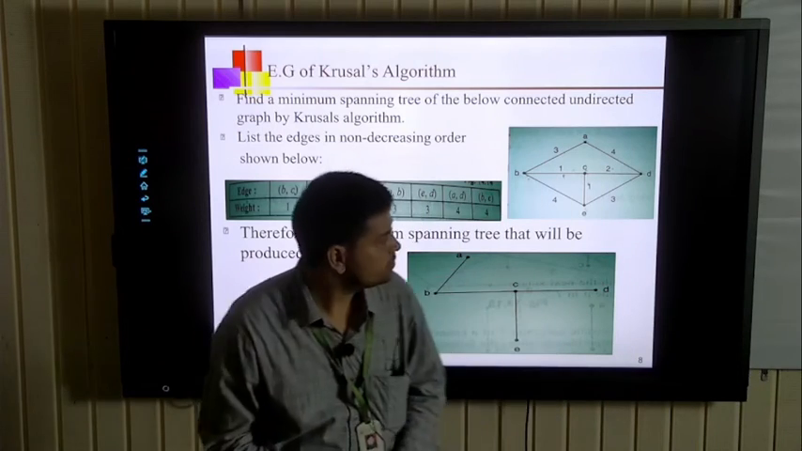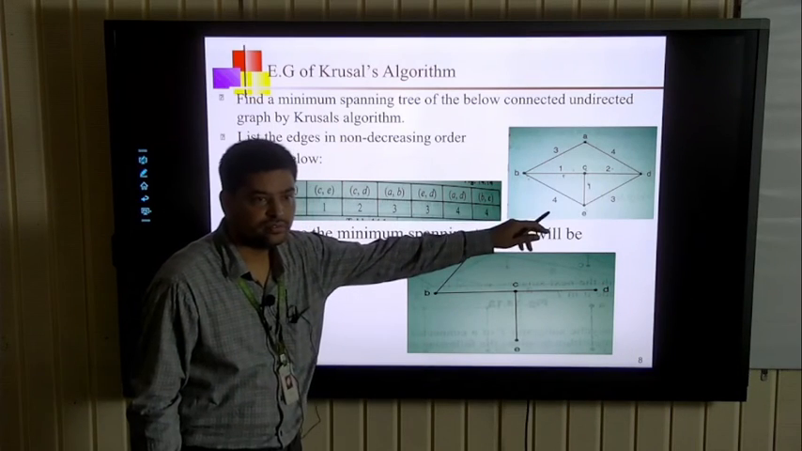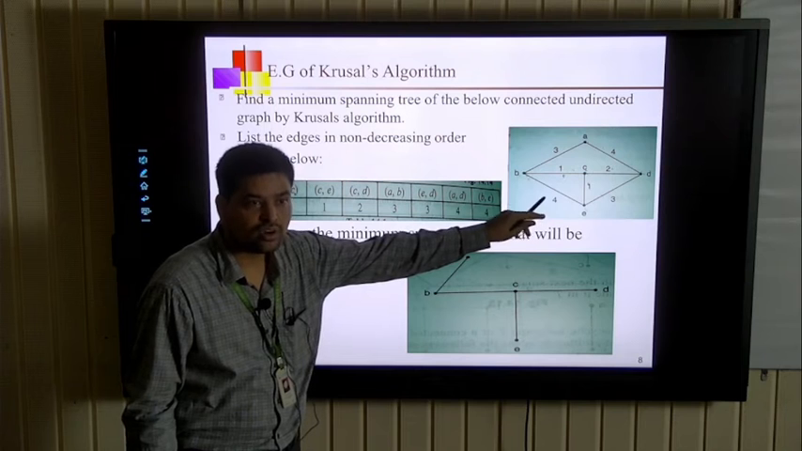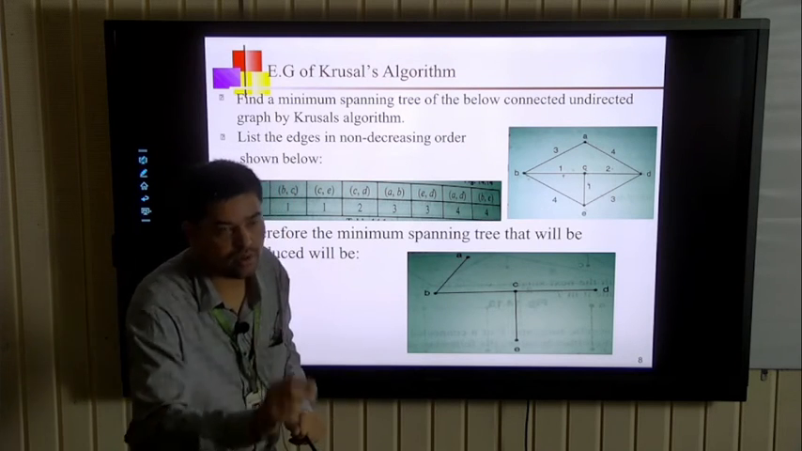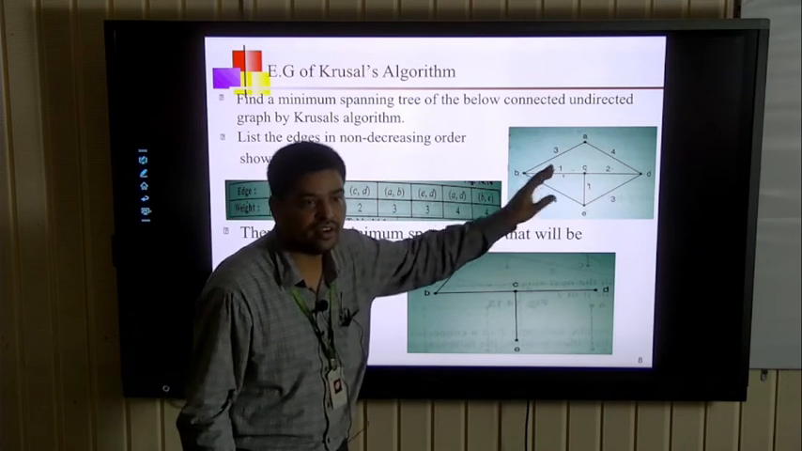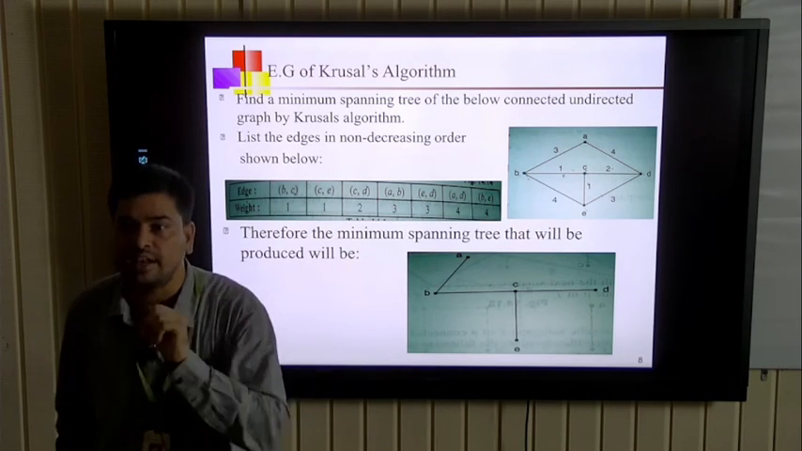See this example. This is the graph. Unconnected or connected? Connected, undirected graph. This is the minimum requirement of a minimum spanning tree: a connected, undirected graph. We have two algorithms, Kruskal and Prim's.